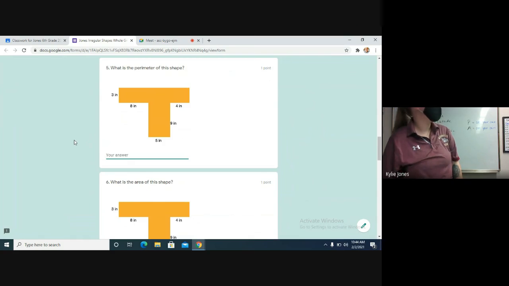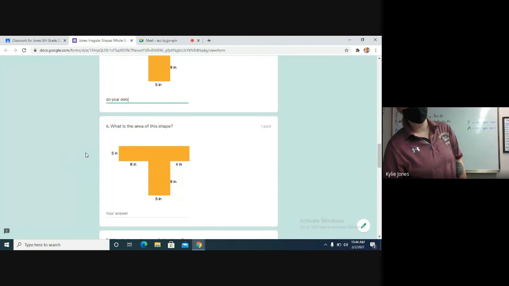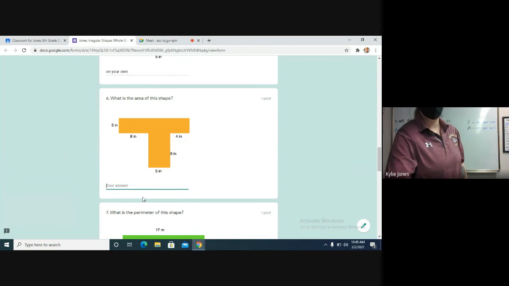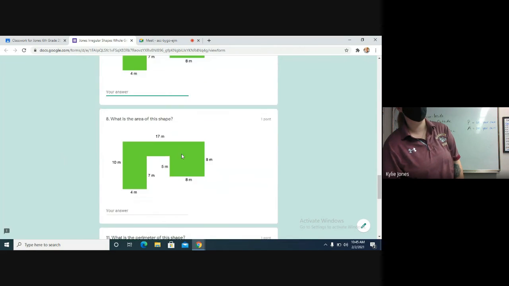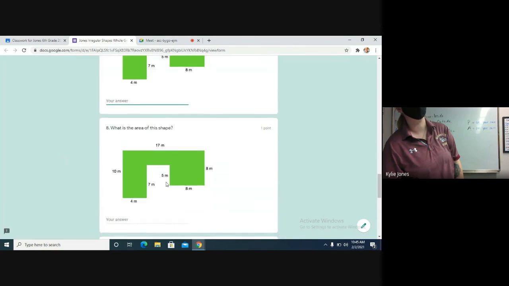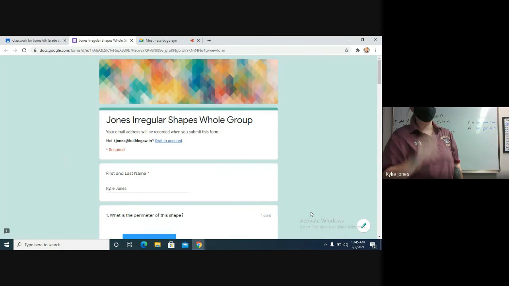So for number 5, you should have found the perimeter, so you should have an answer there. I'm just going to write on your own, because you should have done that one on your own. And for number 6 as well, you should have an answer here. It might not let you turn it in because you haven't completed the other ones, so just stick a number in the other ones and then you can turn it in. As long as you have answers to the ones that we did together, you will get credit for doing this with me.